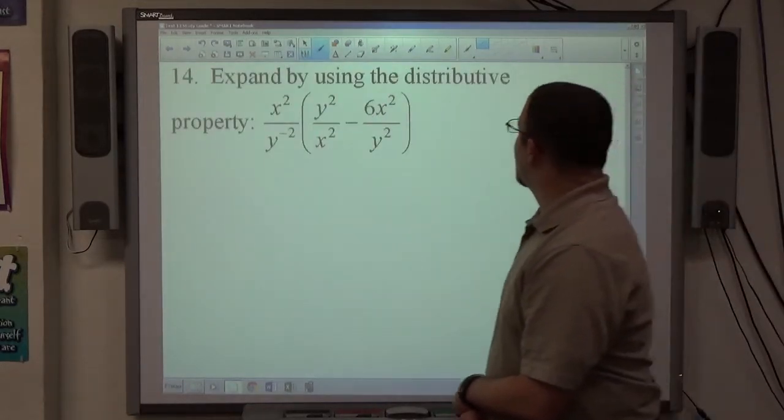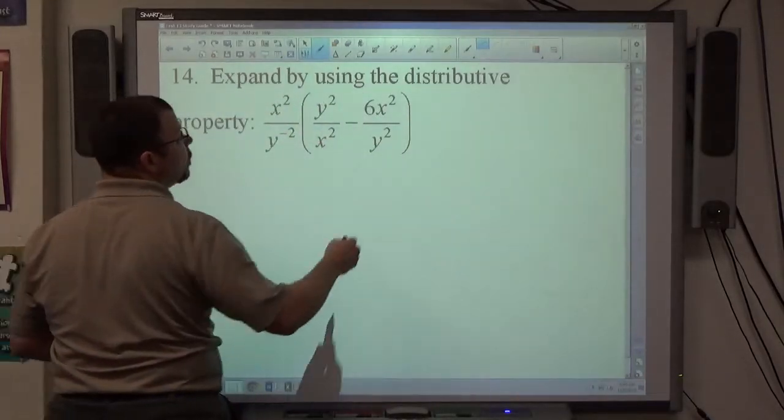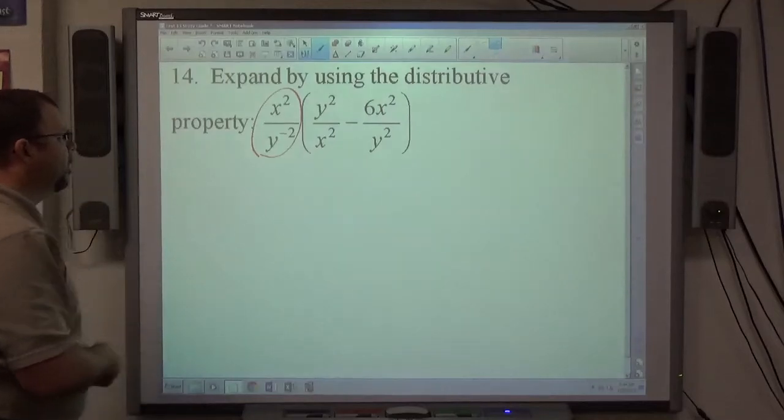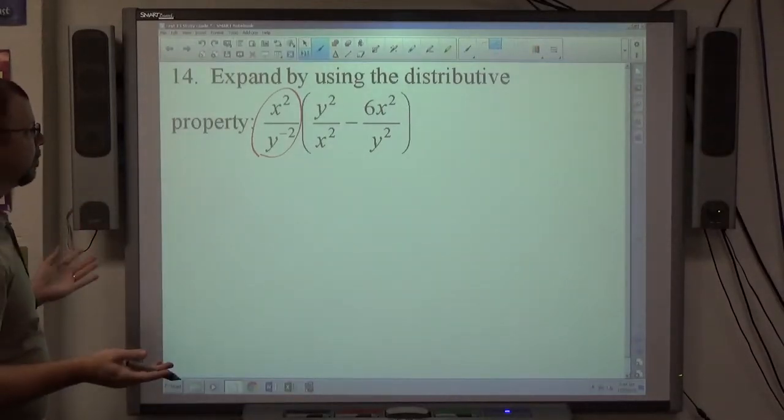Number 14, expand by using the distributive property. The first priority on a problem like this is to deal with negative powers, fixing these objects so they're as simple as possible.